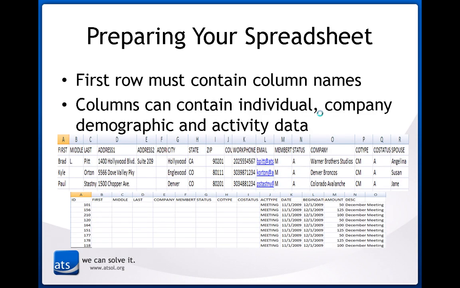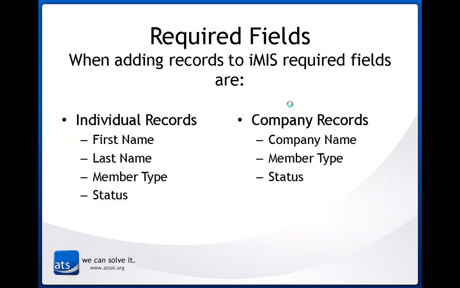Next, you'll prepare your spreadsheet. Note that the first row must contain your column names, and columns can contain individual, company, demographic, and activity data. The only required fields when adding records to iMIS for individuals are first name, last name, member type, and status, and for company records, it's company name, member type, and status.